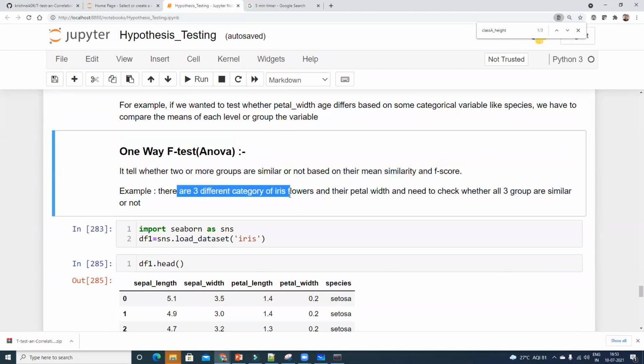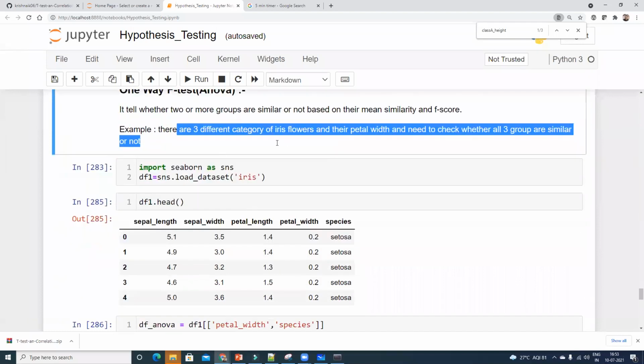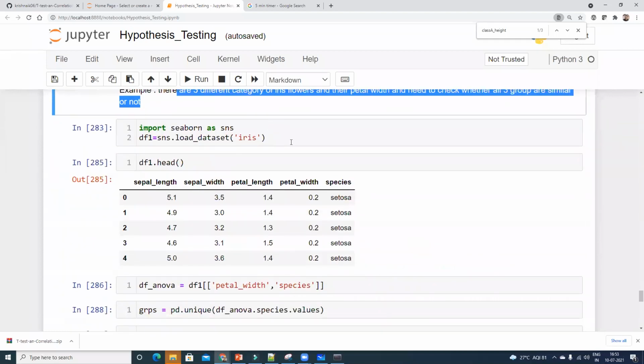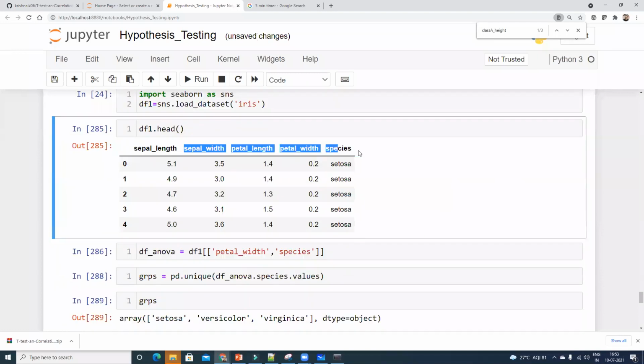Example, there are three different categories of iris flower and the petal width needs to be checked for whether all three groups are similar or not. So this is the example that we are doing. Over here, we have loaded the iris flower dataset. This dataset has four features: sepal length, sepal width, petal length, and petal width, and species.